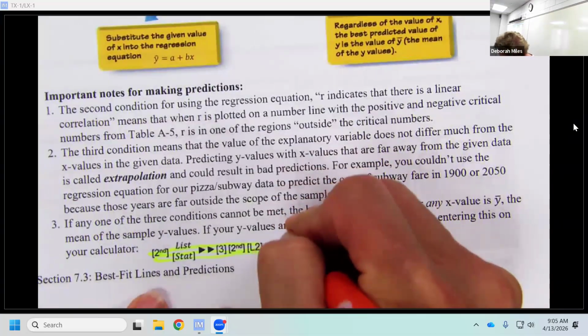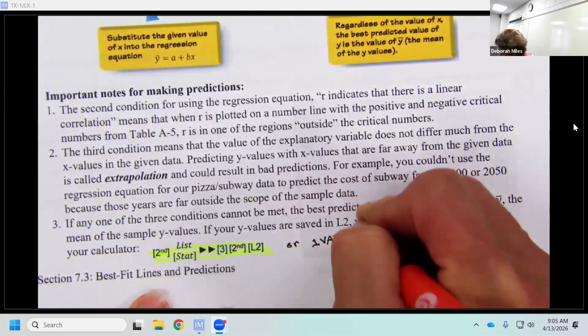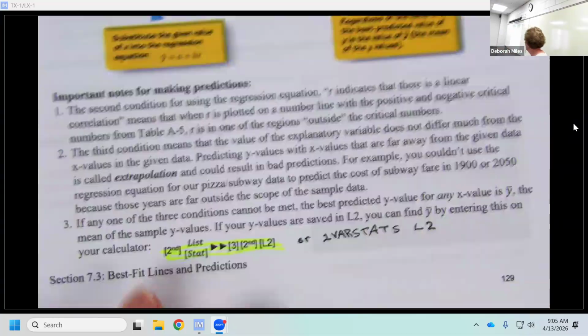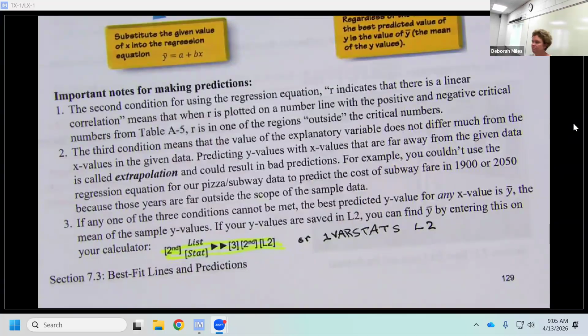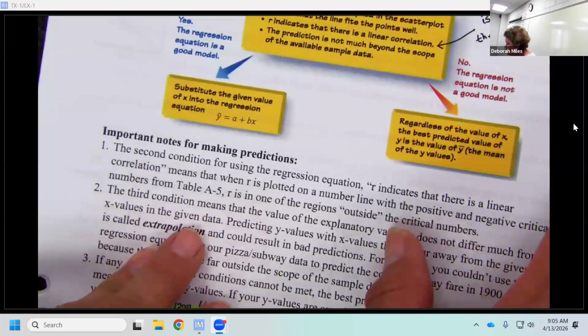And I'm going to say for one var stats, list 2 would also work. All right. Hardest thing about tonight's homework is just remembering to not automatically use the regression equation. Your calculator will give you the regression equation every time, but it's up to you to decide whether or not you should use it.